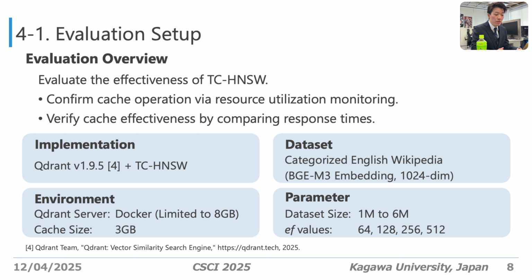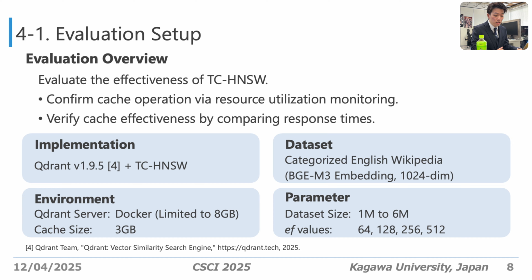Next, I will explain the evaluation setup. We evaluated the effectiveness of TCHNSW with two main objectives. First, we confirmed the cache operation via resource utilization monitoring. Second, we verified the cache effectiveness by comparing response times. To do this, we implemented our method on Qdrant, a popular vector database. We use a categorized English Wikipedia dataset and use BGE-M3 to embed the dataset into 1024 dimensional vectors.